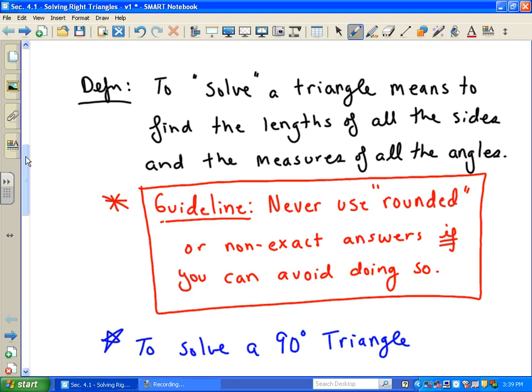In other words, if you've found that a particular side is 6.3752 inches, that's a decimal. In other words, it's not an exact measure, so try not to use that measure again. However, if you've looked at the angles and you found that the angles are 90 degrees and then 45 and 45, those 45-degree measures are exact, so we can use those particular measures again if we need to.